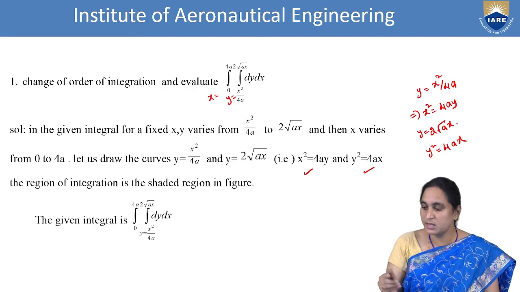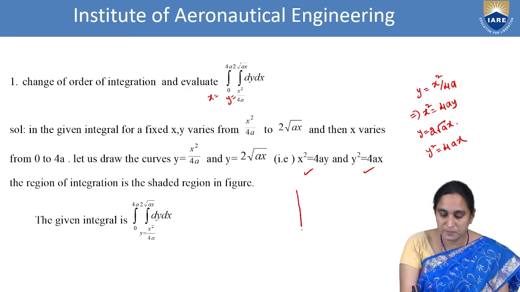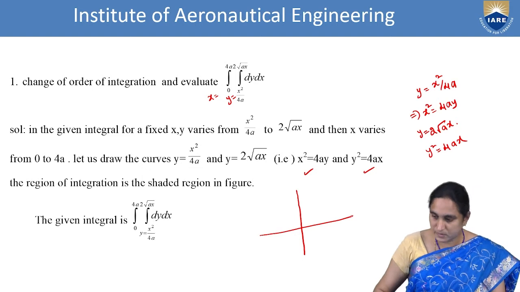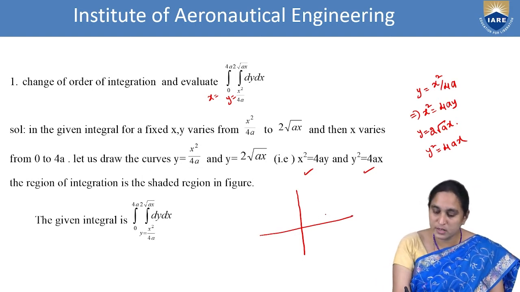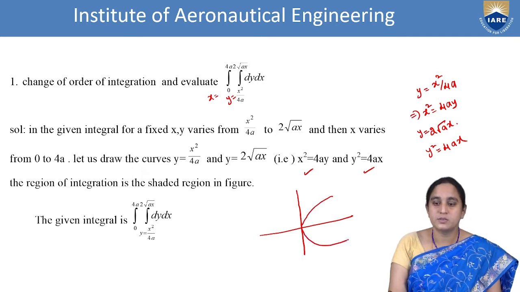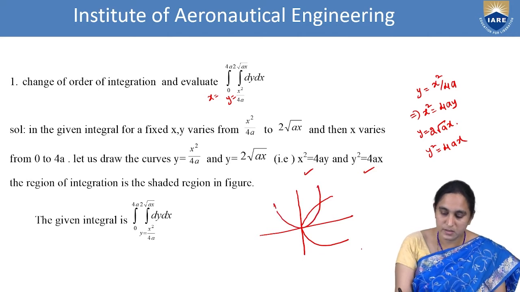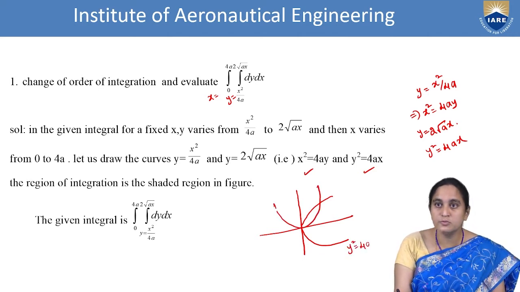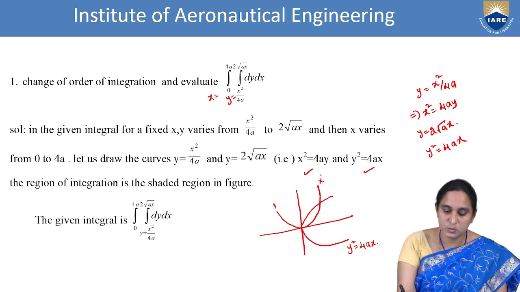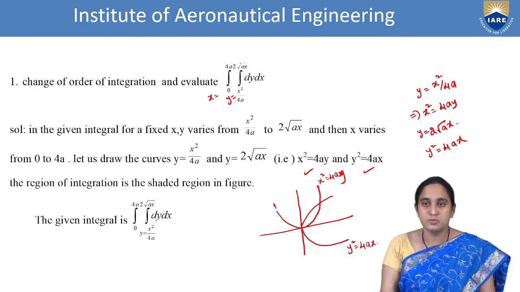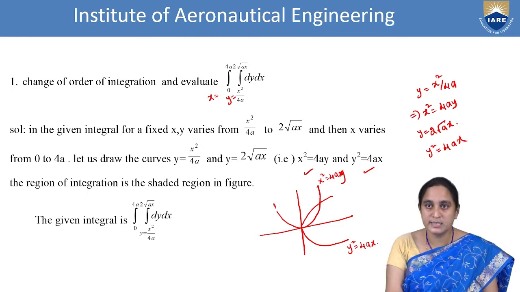What is the figure here? I'll draw the diagram here. What about y square is equal to 4ax? That is this one. And next, what about x square is equal to 4ay? That is this one. These two are the parabolic forms. The two are intersecting at this region. Now we have to calculate this area.